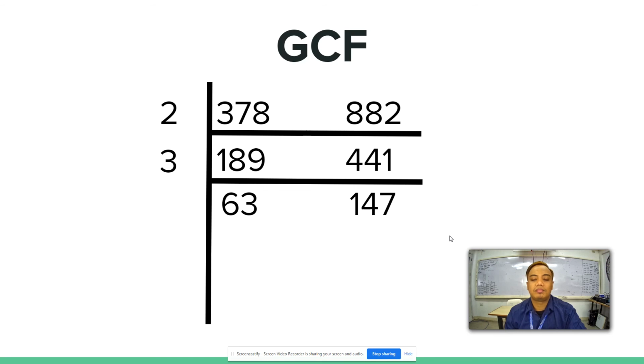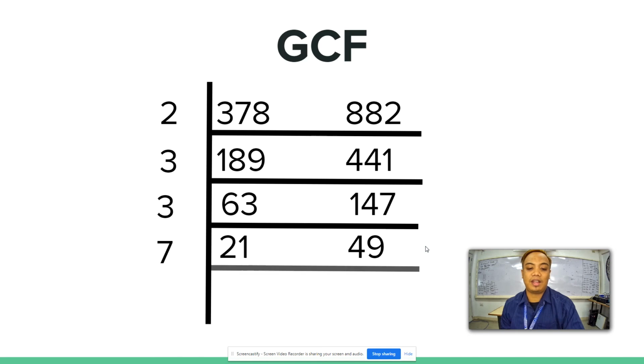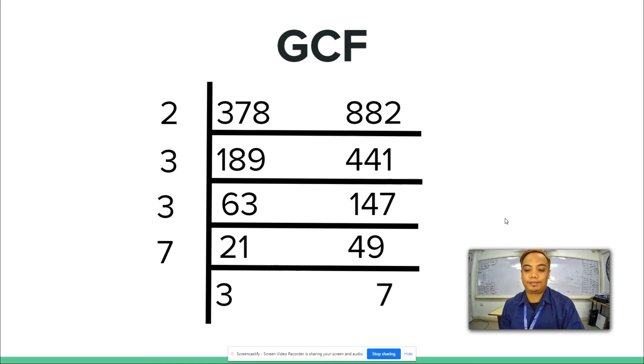Can we still divide them? Definitely yes. Let's divide them using number 3. So 63 when divided by 3 is 21. 147 divided by 3 is 49. Now these two numbers can be divided by 7. So we have 21 divided by 7 equals 3, and 49 divided by 7 equals 7.